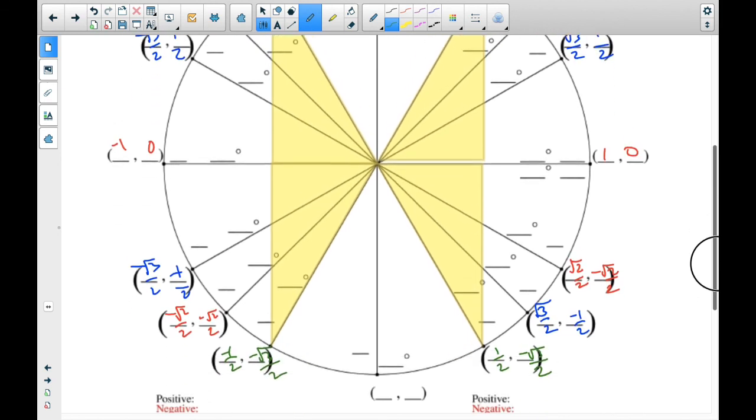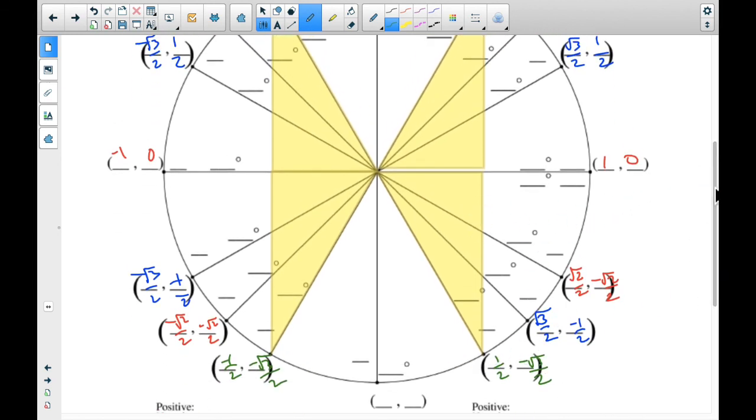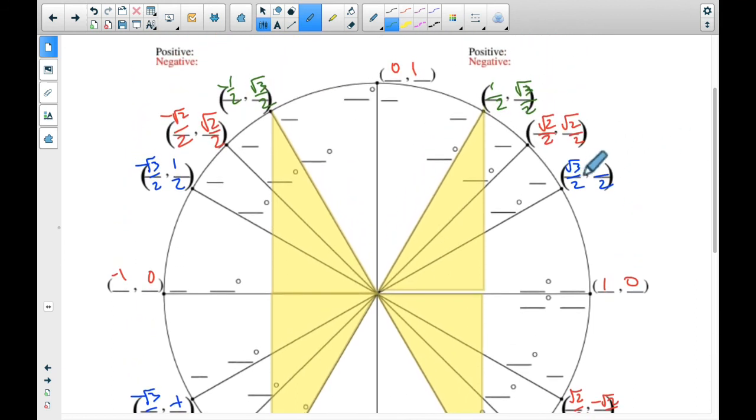And so in that way, we can fill in the coordinates of every single point along the way. You need to know what these points are, and I'm hoping that these little triangles can help you memorize that.